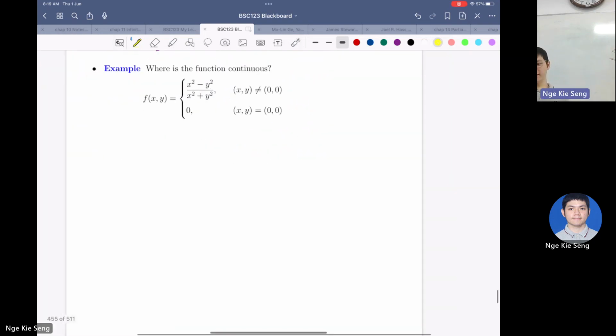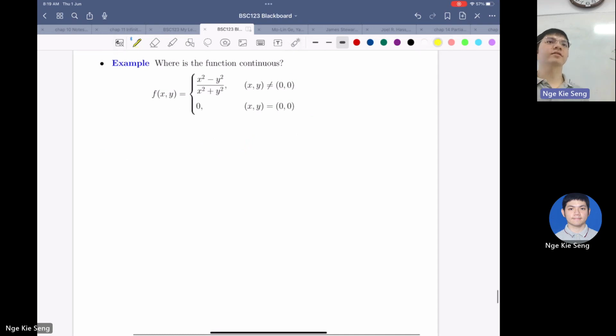Okay, how about this one? Is it continuous at the origin or not? Why? Cos squared times sine squared, sine theta. So you make it into polar also. Okay, so let's try it.